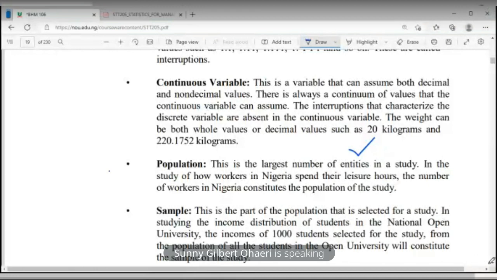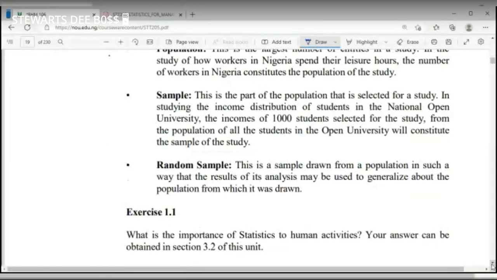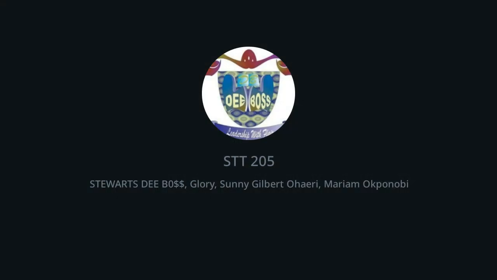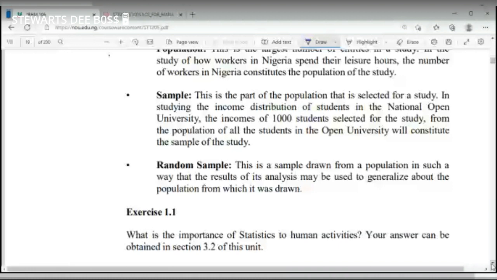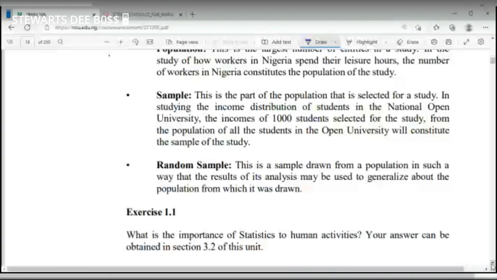Yes, loud and clear. So we have sample. This is a part of the population that is selected for a study. So in studying the income distribution of students in the National Open University, the income of 1,000 students selected for the study from the population of all the students in the Open University will constitute the sample of the study.